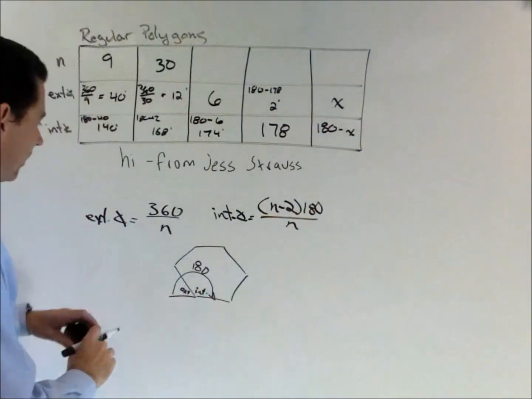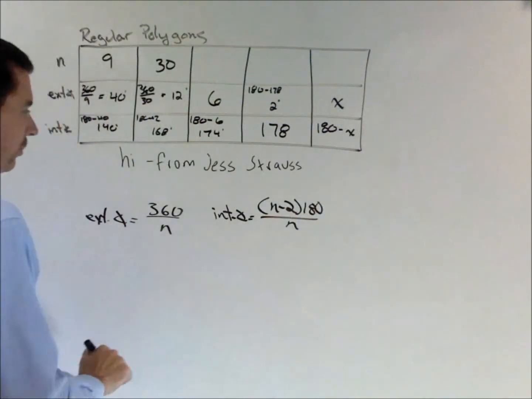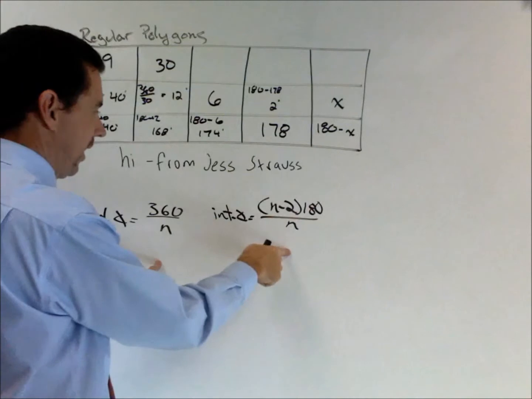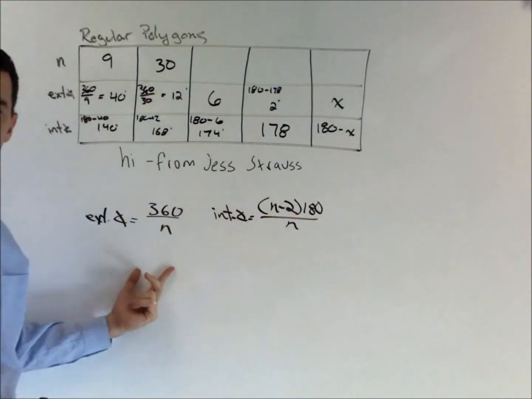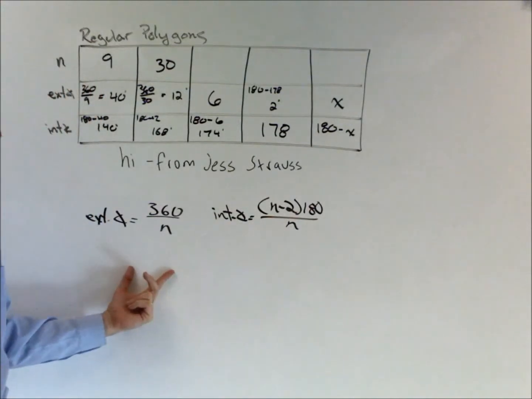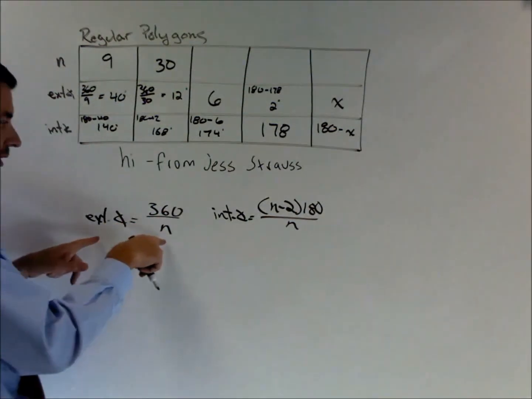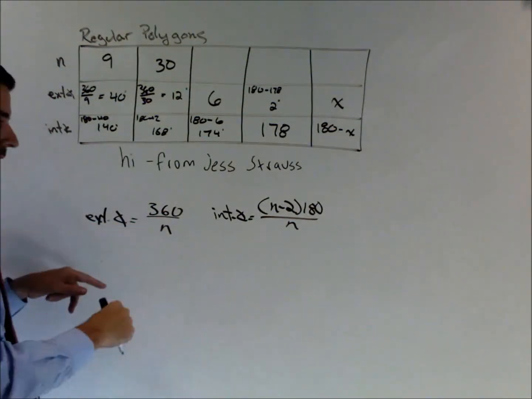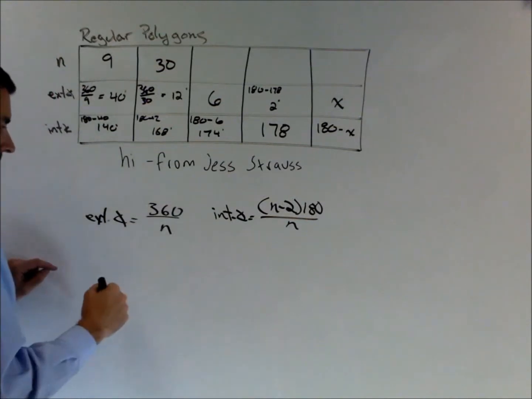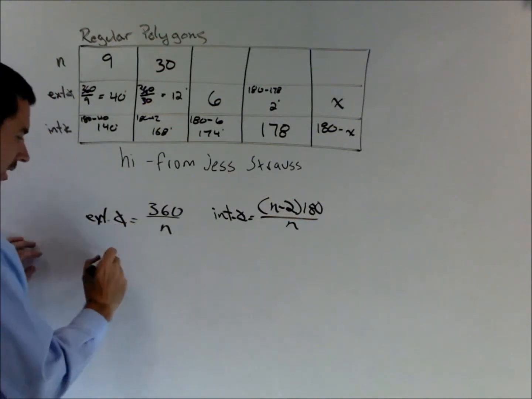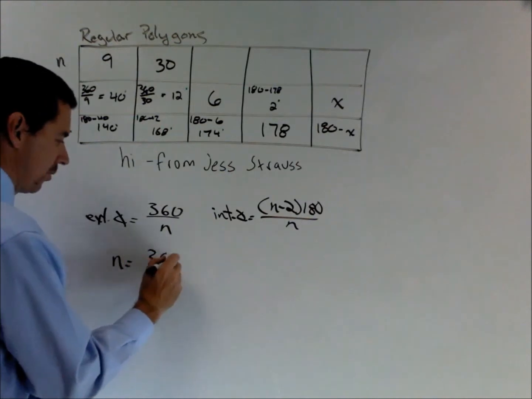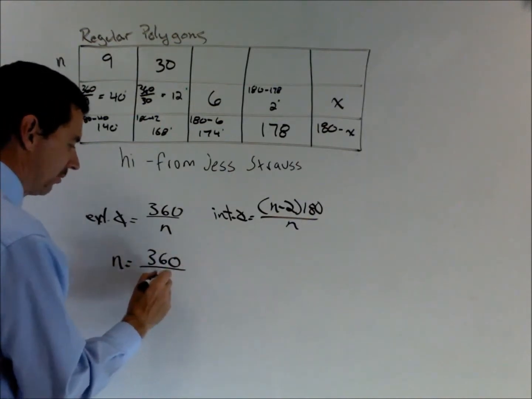Now if I look at this formula, suppose they give me one of these and I want to solve it for n. Which of these formulas looks like it would be easier to solve for n? Obviously this one, right? I only have 3 things going on. If I said solve this for n, if we did this the long way algebraically, you would multiply both sides by n, then divide by the exterior angle, and you're going to get n equals 360 divided by whatever the exterior angle is.